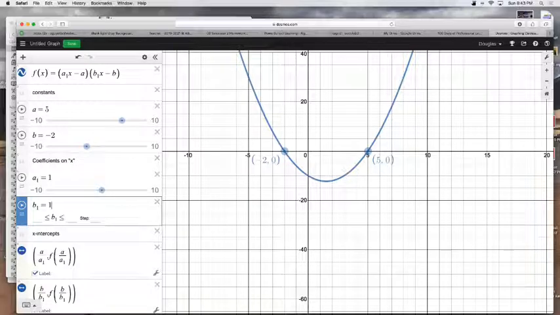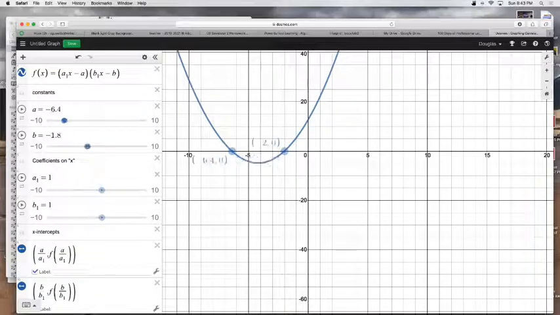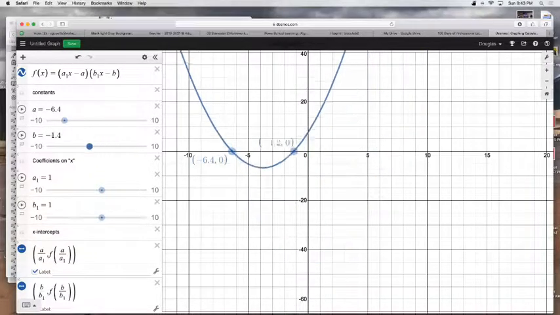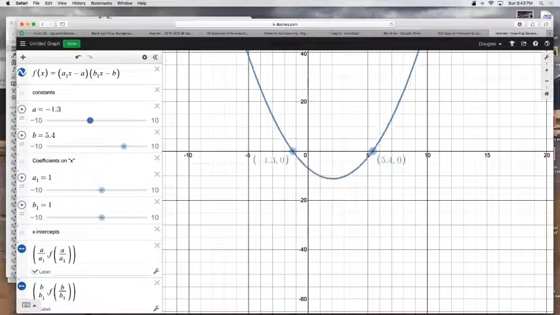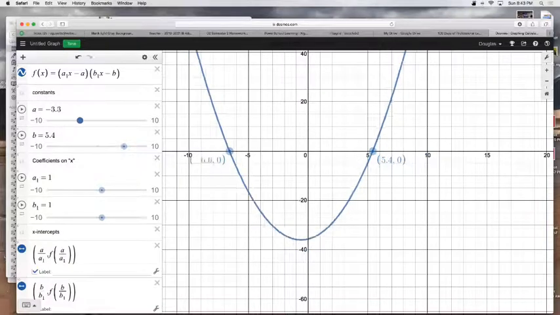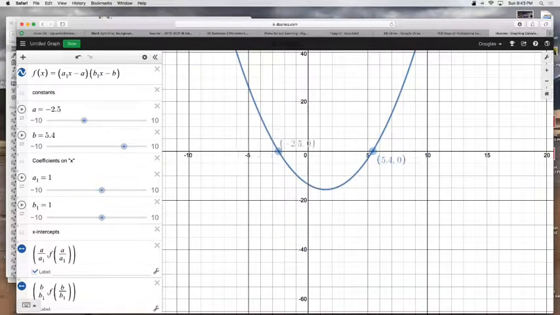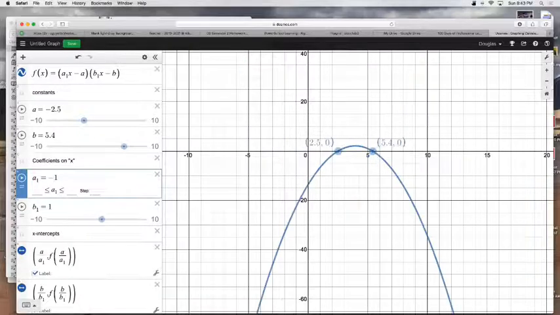So what's fun to do, if you're into that kind of thing, is change the a and b values, and you can see you'll always get a parabola. The only difference is the parabola is going to have different x-intercepts. So you can see the point of having intercept form, or factored form, is you can get the x-intercepts right away, and then you can quickly tell if the parabola is going to open up or down.